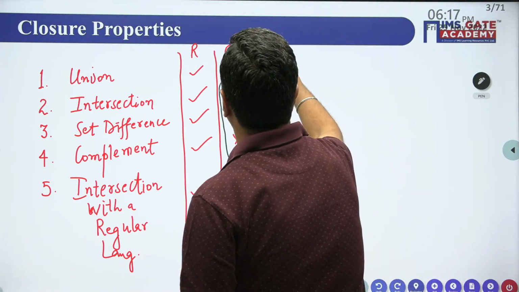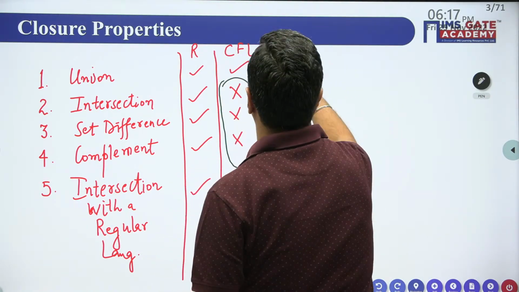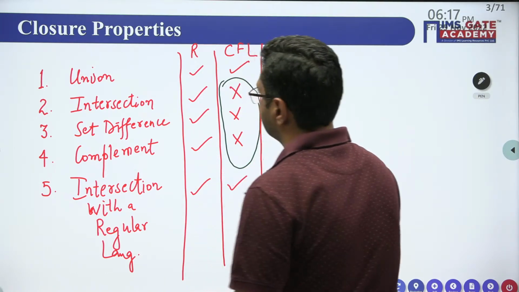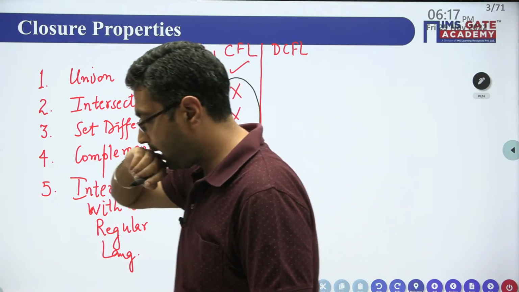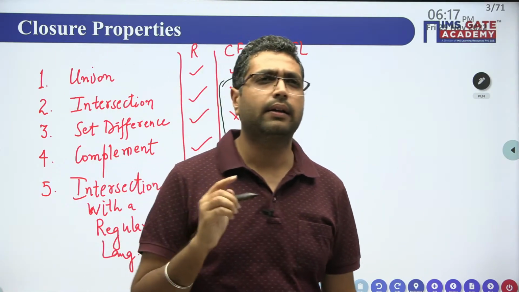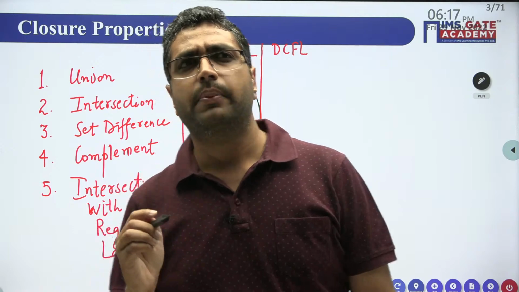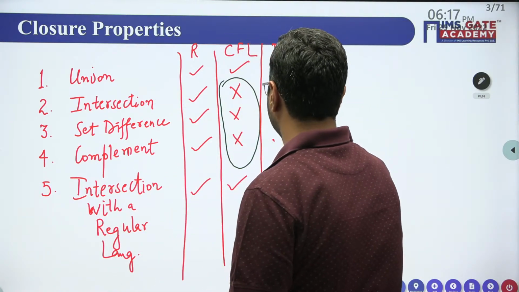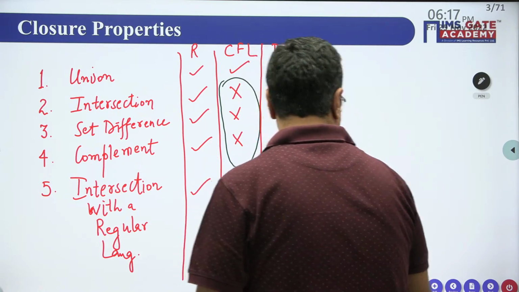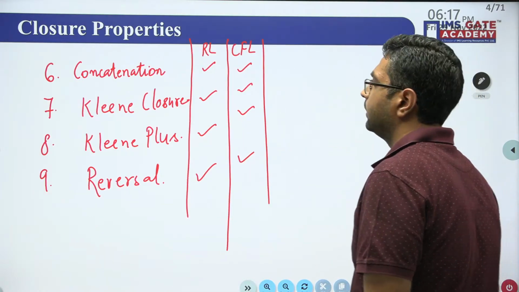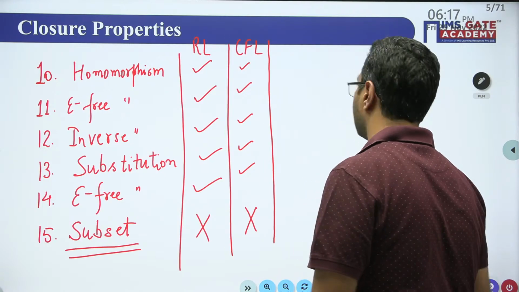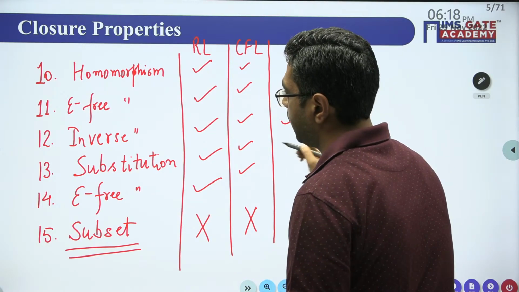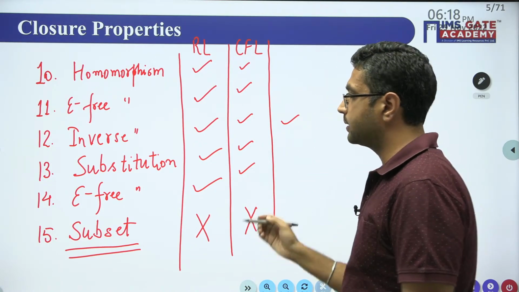Now let's move to the deterministic context-free languages. These languages are basically closed only under 3 operations. What are those operations? One is complement, the other is intersection with a regular language, and they are also closed under inverse homomorphism. For the rest of the operations, they are not closed.